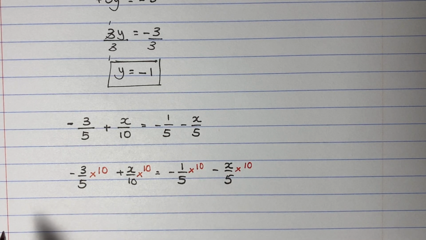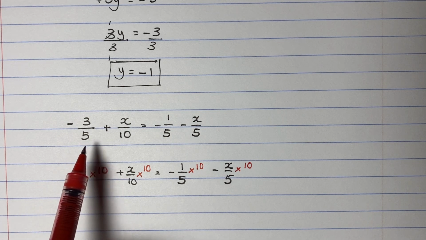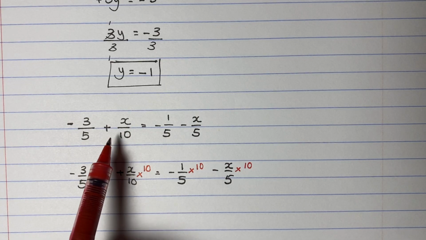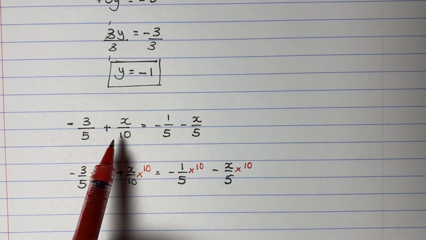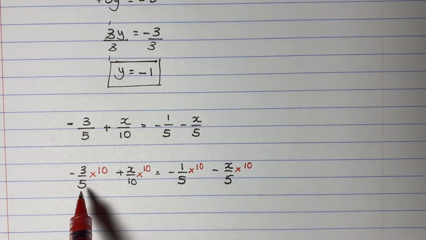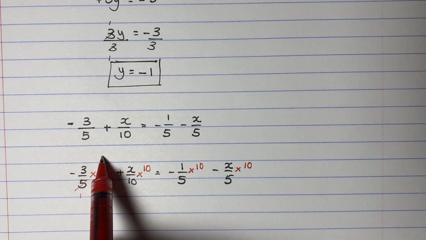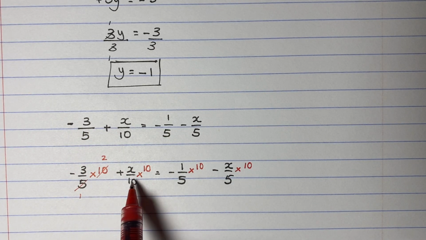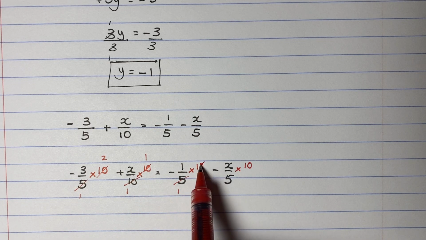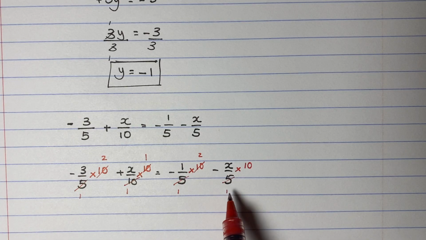Why did I choose 10? Because if I choose 5, then 5 and 10 cancel, and I still end up with x over 2. But if I times by 10, 10 is heavier. When I cancel, like here, 5 and 10, I get 2 here. 10 and 10 would cancel, no fraction. 5 and 10 cancel, no fraction. 5 and 10 cancel, no fraction.